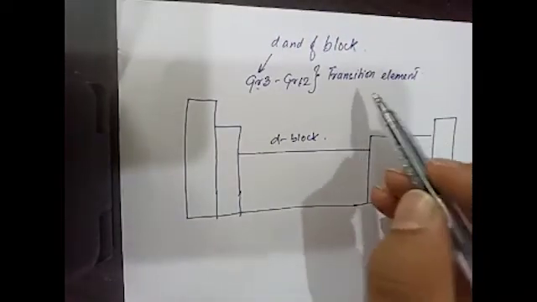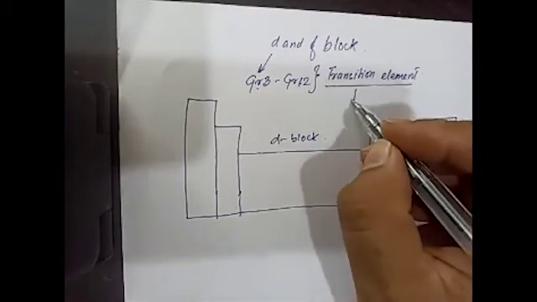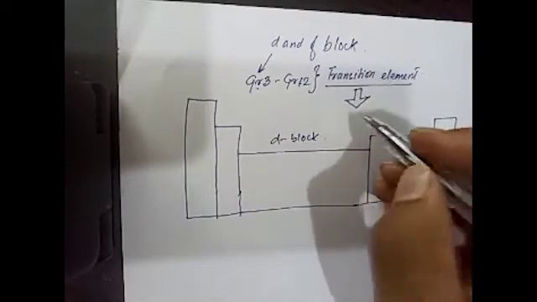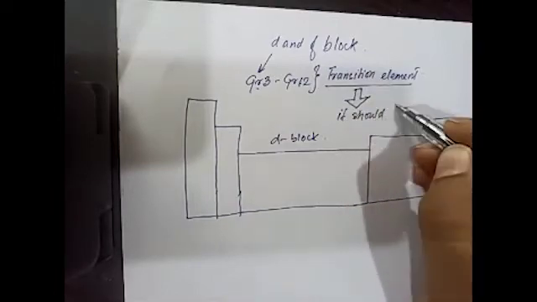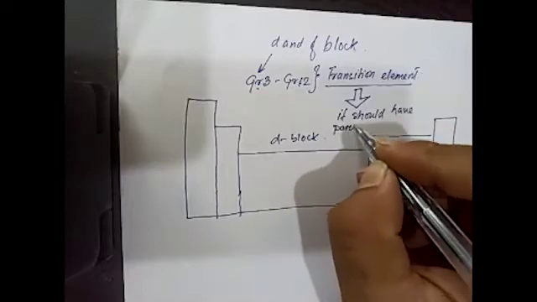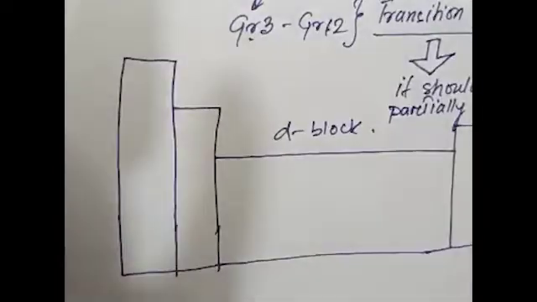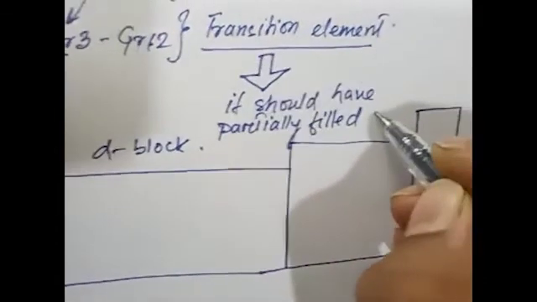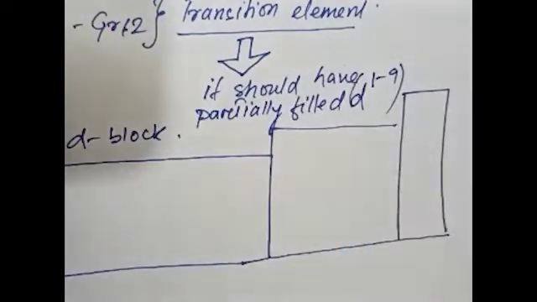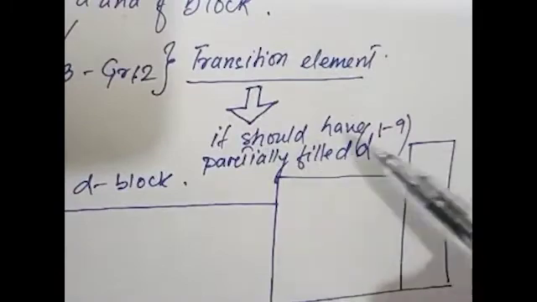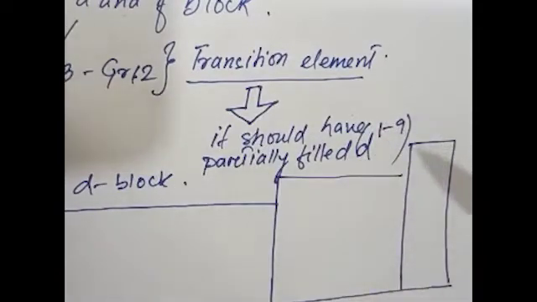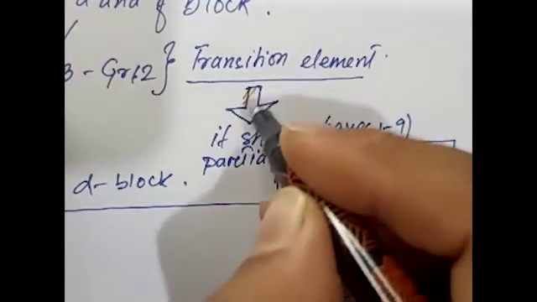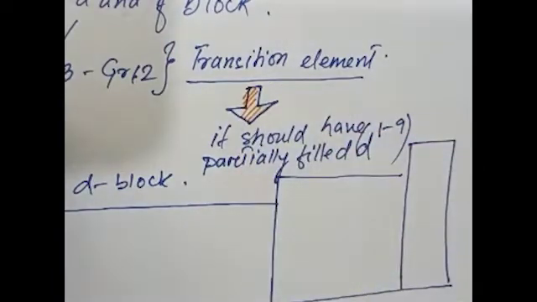Clear? The word transition means the qualification to become a transition element is that it should have partially filled d orbitals, meaning a configuration of 1 to 9. Transition elements are those elements which should have partially filled D subshell.